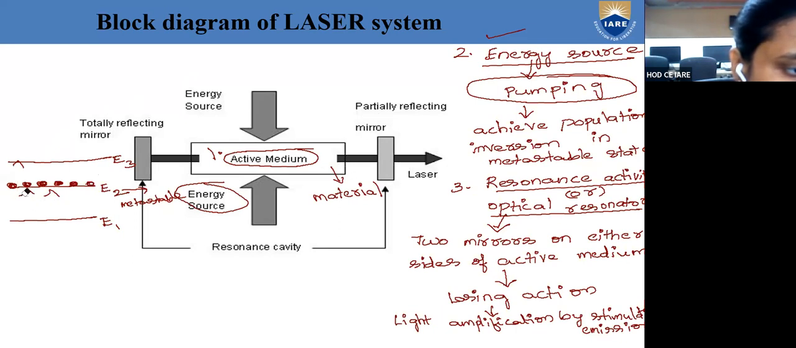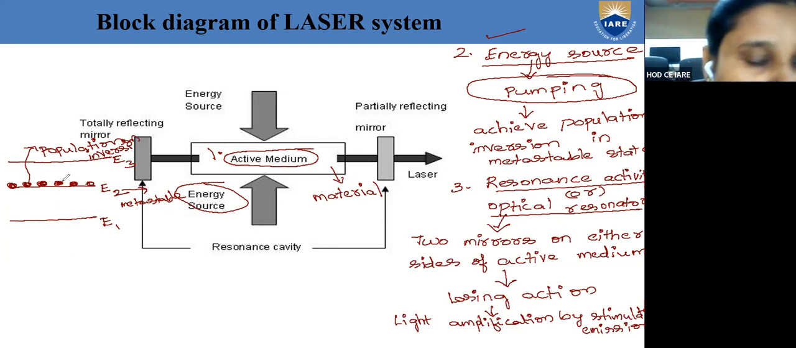After we supply energy, we are able to achieve population inversion in the metastable state. What do you mean by population inversion? Where I am able to get many excited atoms. Now once I get population inversion, in order to get laser light, what should I do? The role of the first part and second part is to get population inversion, where you have many excited atoms in E2. But once we achieve population inversion, in order to get laser light, what do we have to do?